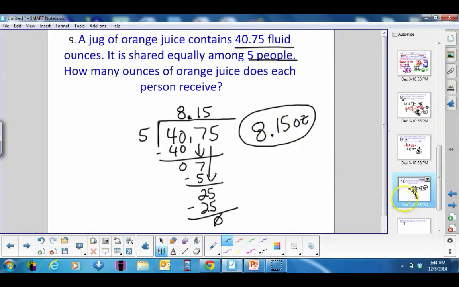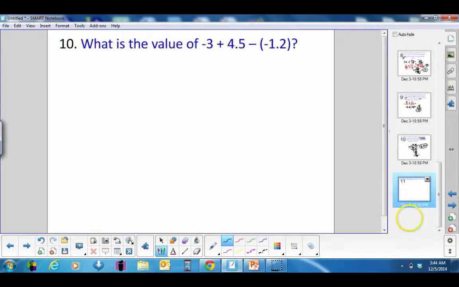Very good. Okay, looks like we're at the end of our homework 3.3. Okay, number 10. It says, what is the value of -3 plus 4.5 minus -1.2? So it looks like I've got a bunch of numbers. Some of them are integers, some of them are decimals. Let's see if we can figure it out.